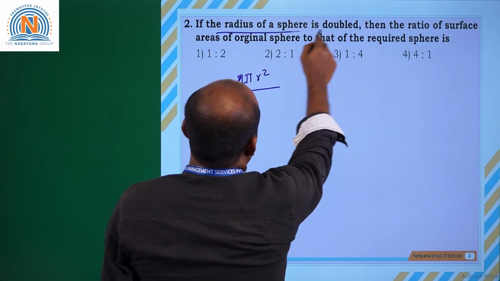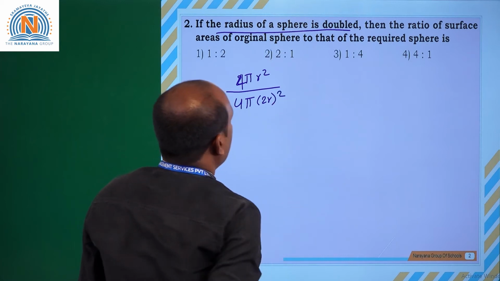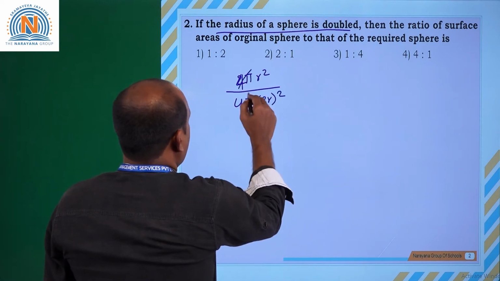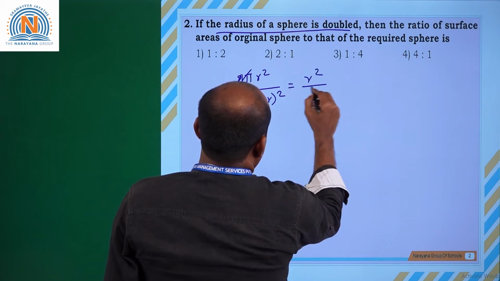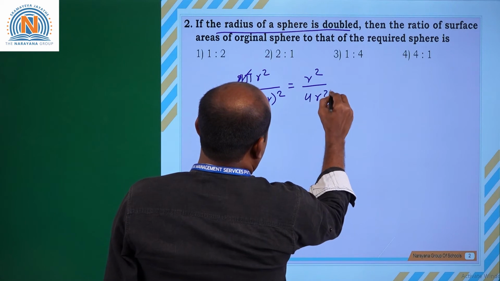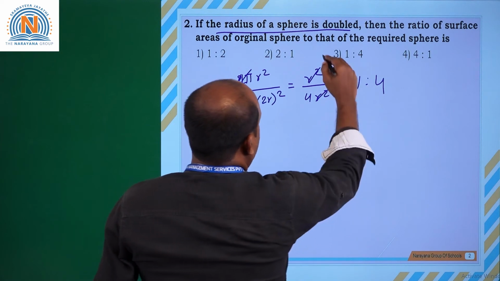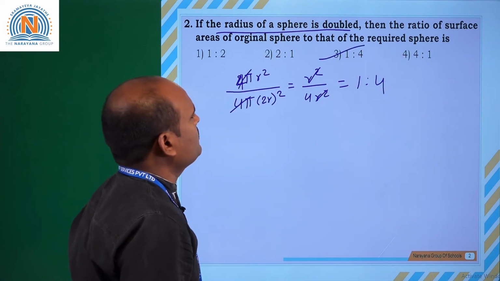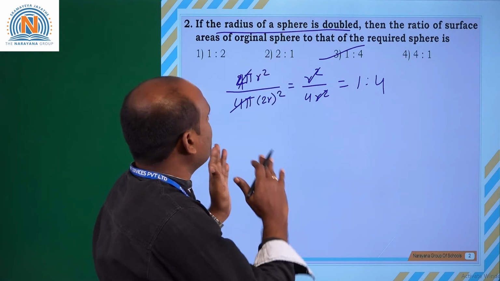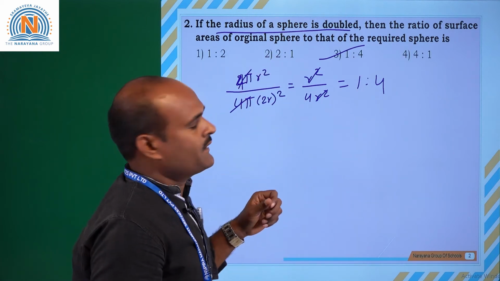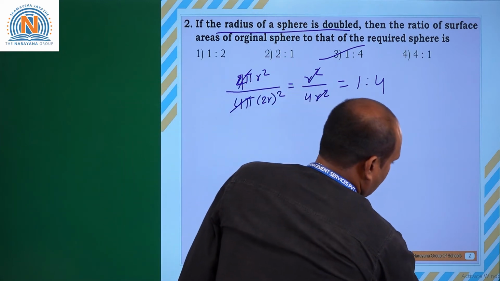The radius of the sphere is doubled. Doubled means r became 2r, whole square, right? This 4 pi gets cancelled. That is equal to r square by 4r square. R square cancels. That is 1:4. So the correct answer is option 3. Original surface area 4 pi r square, by the surface area with double the radius of the original sphere, that is 2r whole square. 1:4. So option 3 is the correct answer.